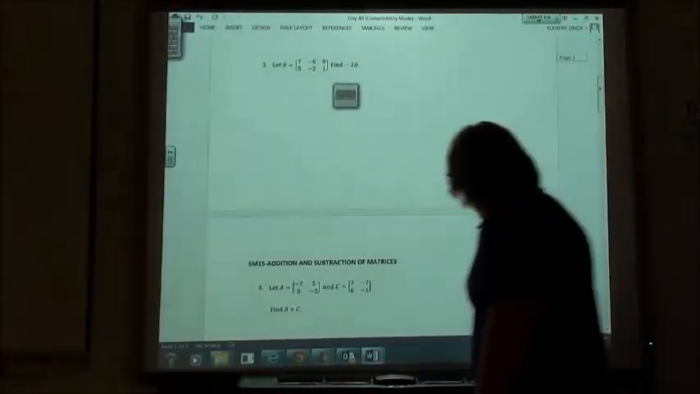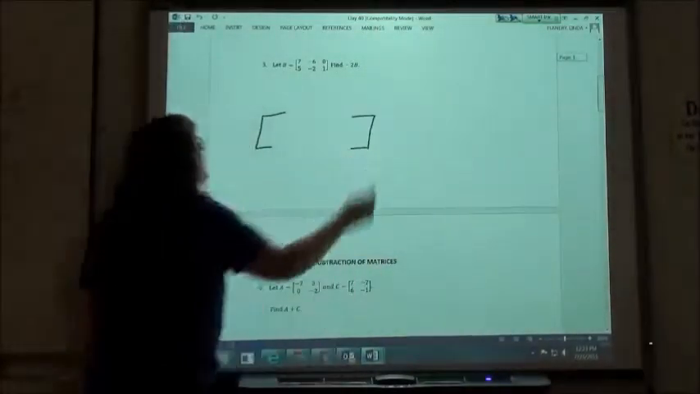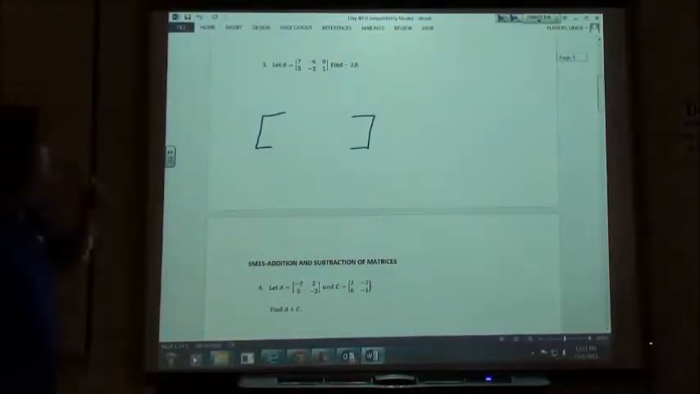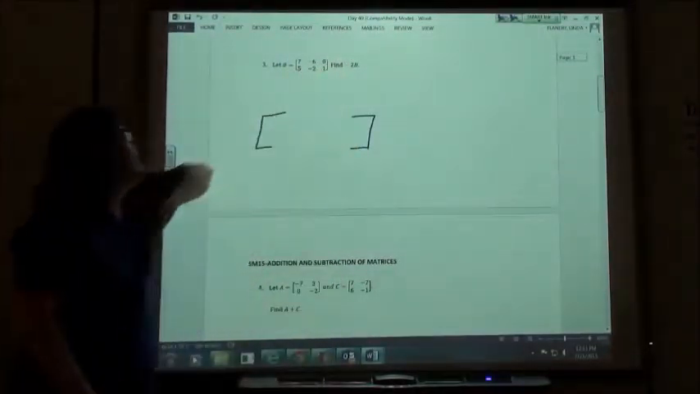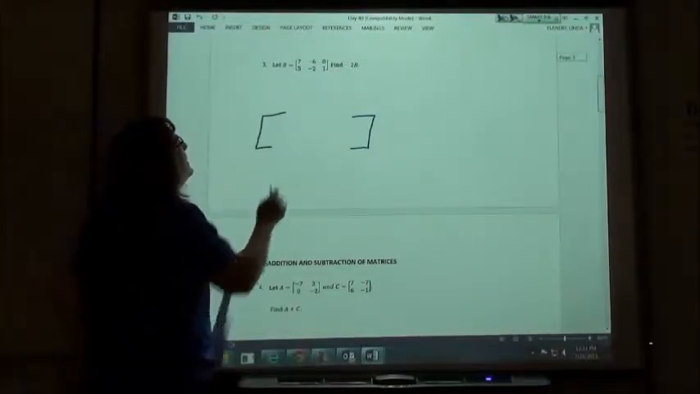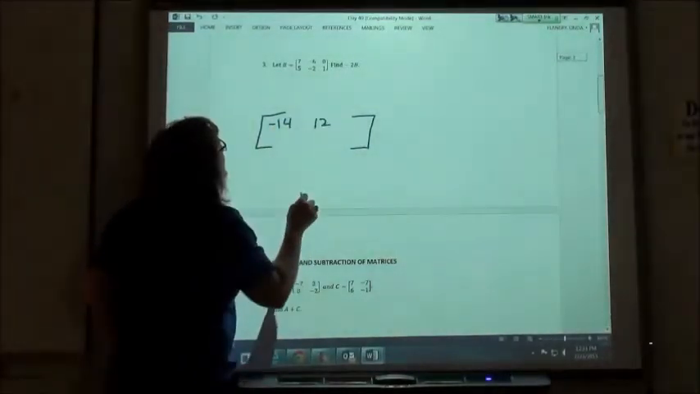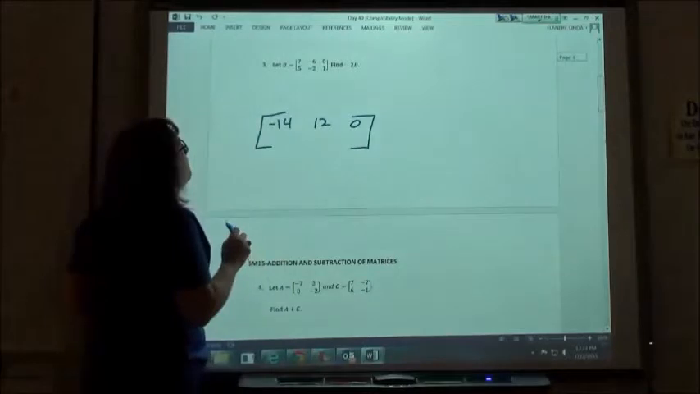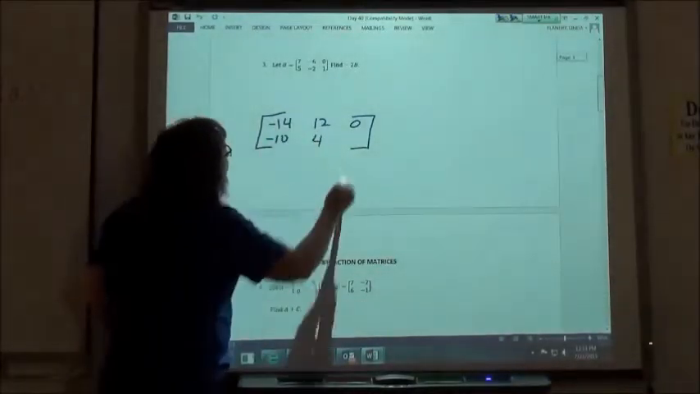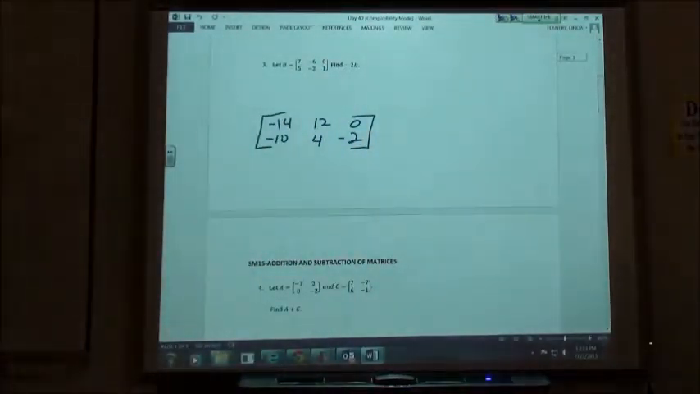And number 3. This one has 2 rows and 3 columns, so it's a 2 by 3 matrix. And I'm going to multiply everything by -2, so my first row I'm going to get -14, 12, 0, -10, 4, -2. And that'd be my answer. Easy enough, right?